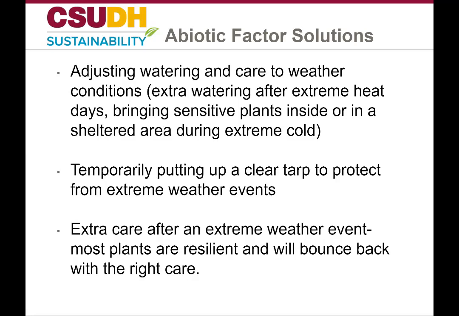Also, it's important to try to apply some extra care after an extreme weather event to counterbalance the influence from that weather event. In general, most plants are fairly resilient and will bounce back with the right care if you apply that extra water or keep it out of the conditions, etc. So you can bounce back from an extreme weather event like that.